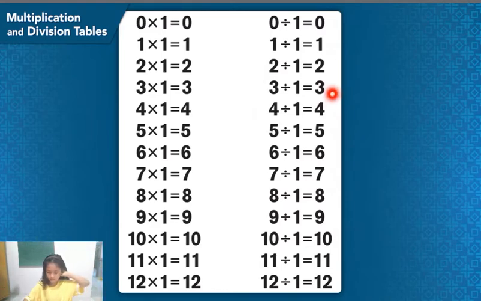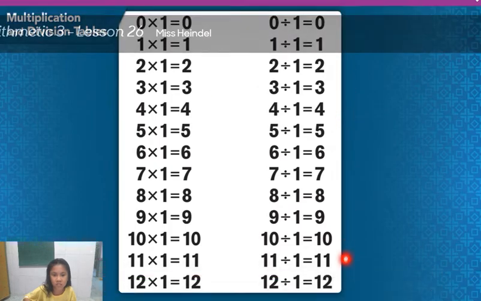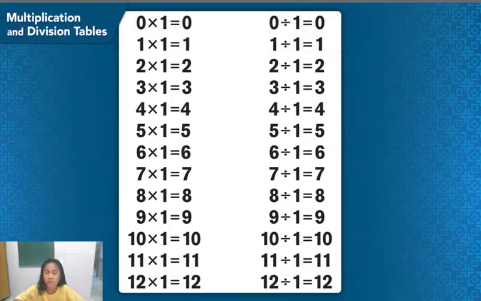If I had 3 cookies and put them into 1 jar, the answer would be 3. So do you see how the number you start with, if you have 1 jar, is going to be the same number of cookies? Anything the same number. So these facts will be simple and easy for us to understand. So let's start with 0 divided by 1. We'll say through our 1 division family together.